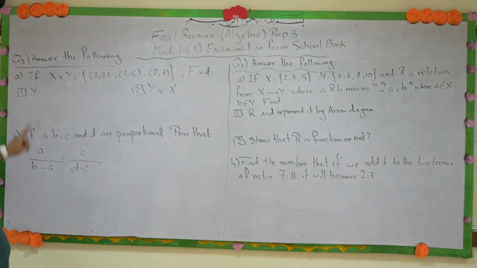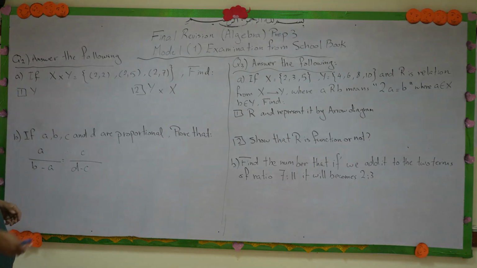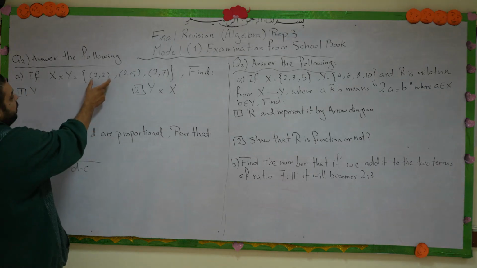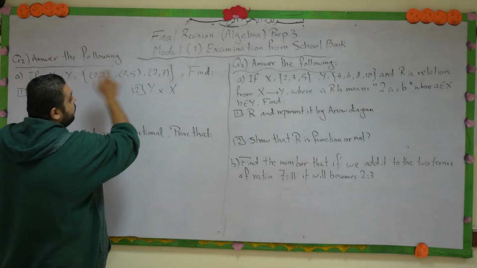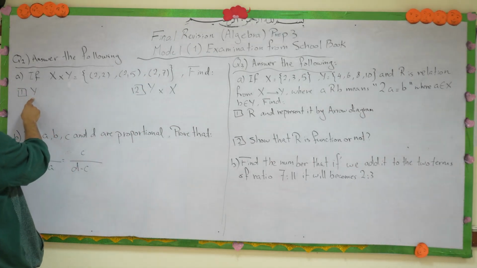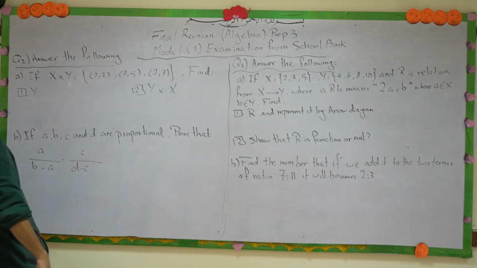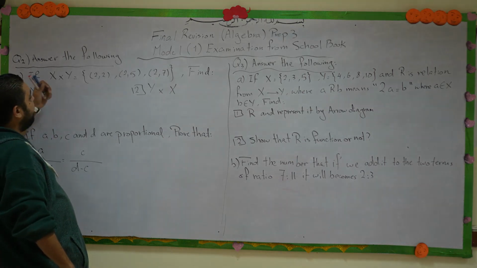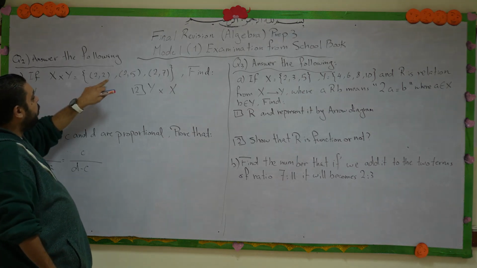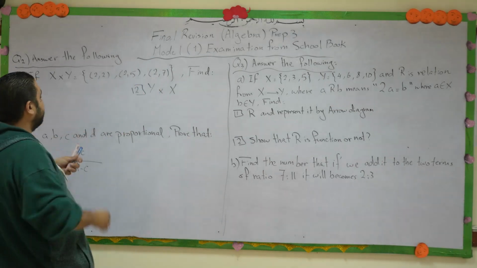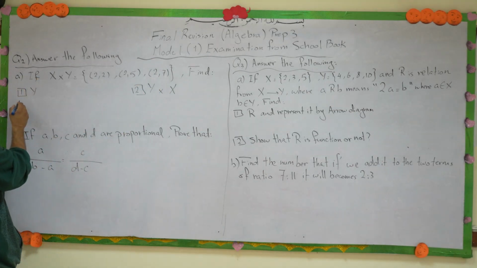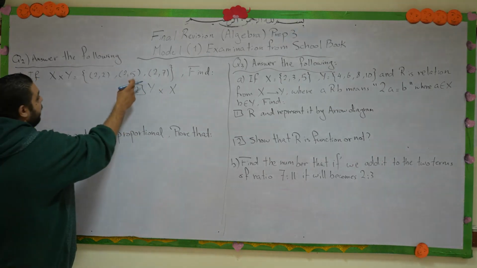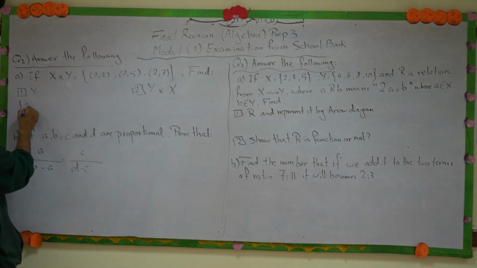Question number 2. If x Cartesian y is the ordered pairs (2, 2), (2, 5), (2, 7), find the elements of the set y. We know that the set y is the second projection of the ordered pairs, which means y will be 2, 5 and 7.